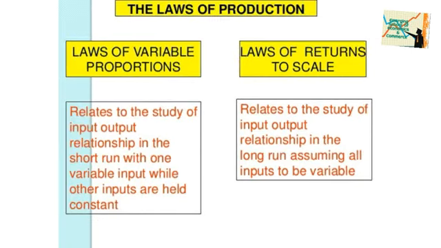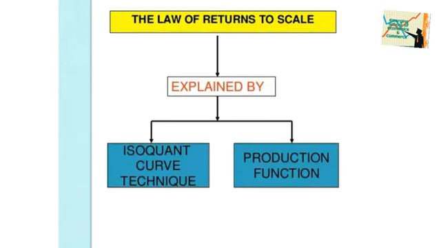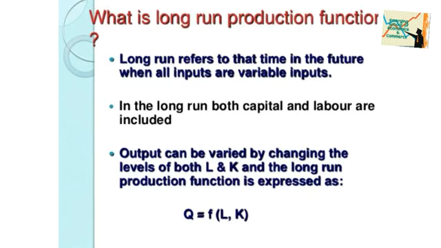The law of variable proportion relates to the study of the input-output relationship in the short run, with one variable input while other inputs are held constant. The law of returns to scale relates to the study of the input-output relationship in the long run, assuming all inputs to be variable. The law of returns to scale is explained by isoquant curve techniques and production function techniques.